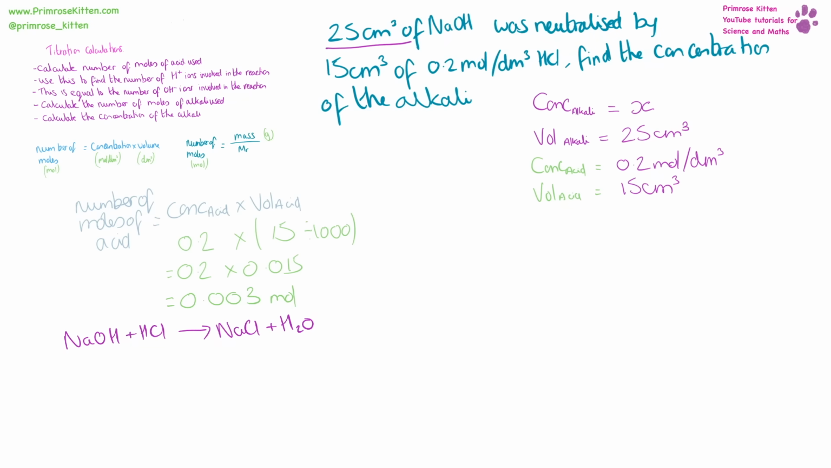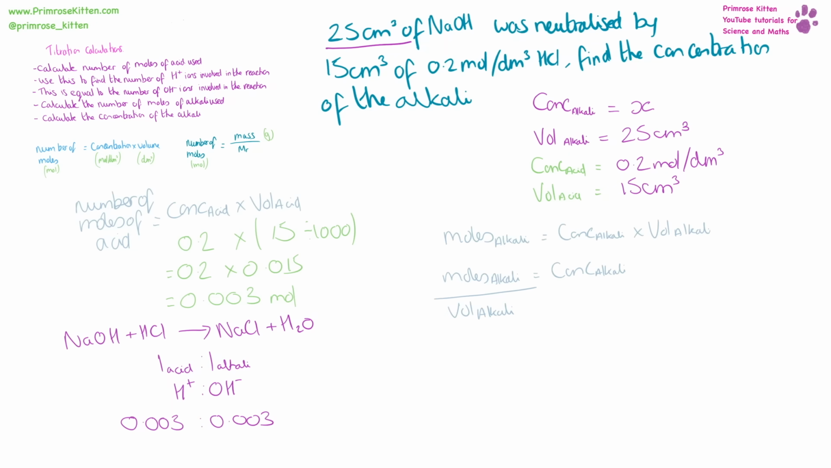If we look at our balanced equation, we can see that acid and alkali are in a 1-to-1 ratio in this equation. So there's going to be an equal number of hydrogen and hydroxide ions. So we know that our moles of acid are 0.003 moles, which means our moles of alkali must also be 0.003 moles.